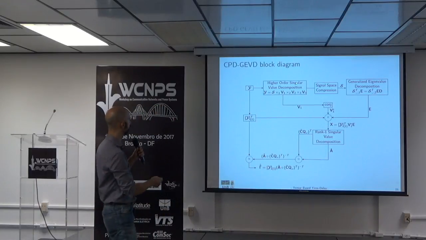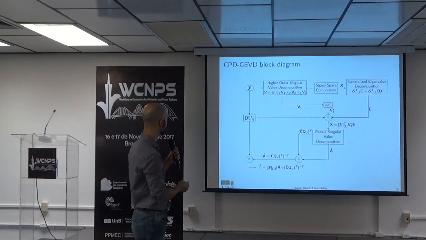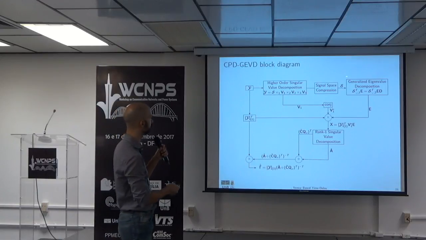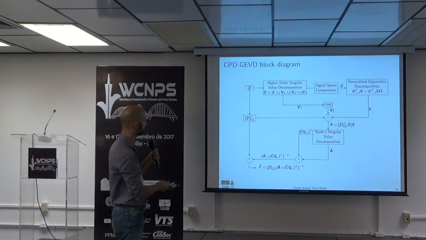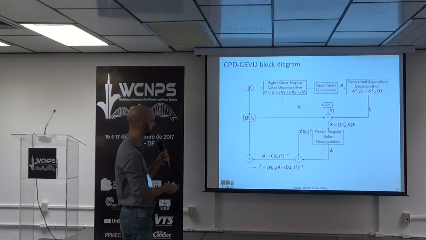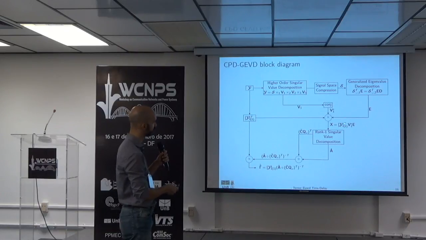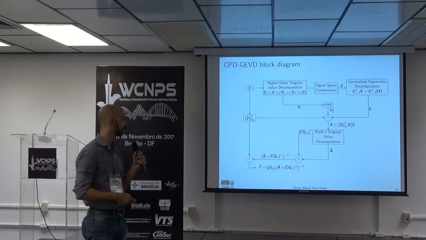Here we see the higher order singular value decomposition. It extracts the core tensor and the singular vectors from the higher order SVD. And the signal space compression will utilize the model order to compress the core tensor. The first two slices are used for the generalized eigenvalue decomposition. And the first mode right-hand singular vectors, its conjugate, is used to produce this product here between the first mode unfolding, the transpose, the conjugate of the right-hand singular vectors and the eigenvectors from the generalized eigenvalue decomposition.